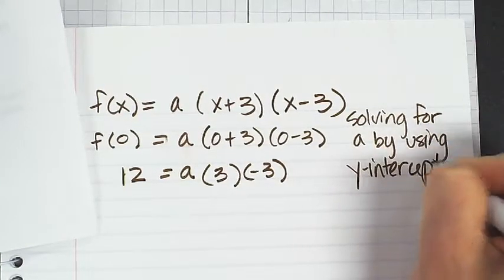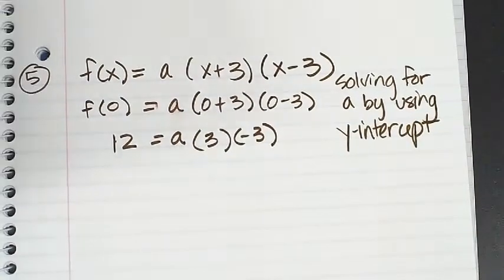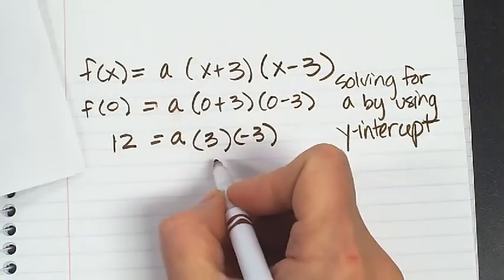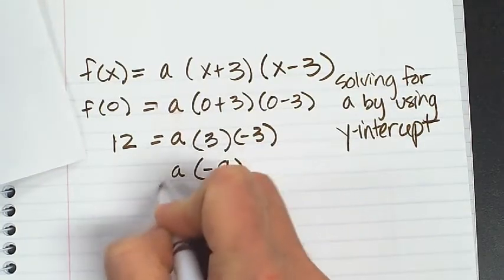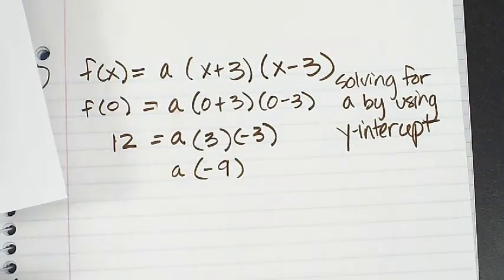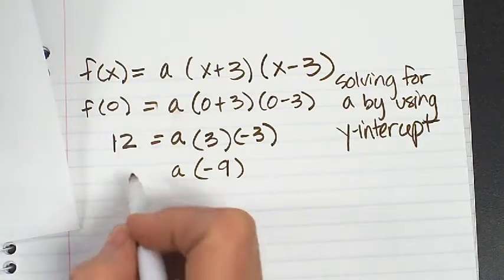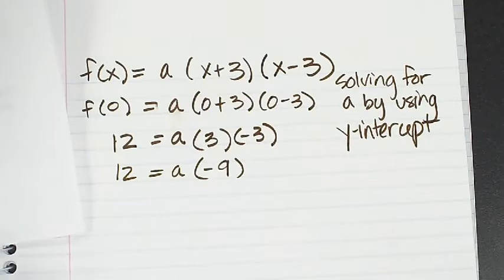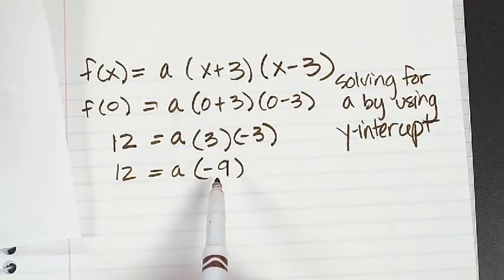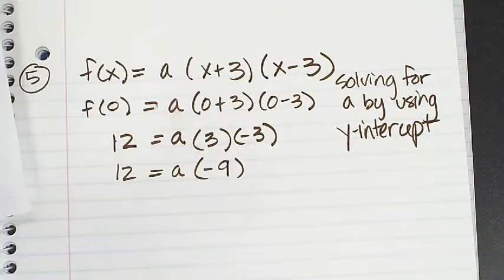You could use any point, it's just that the y-intercept with 0 makes life easy. So 3 times negative 3 is negative 9. So we have negative 9 times a, equals, well, I just gave you one with a fraction, I guess. Okay, so I'm solving for a.